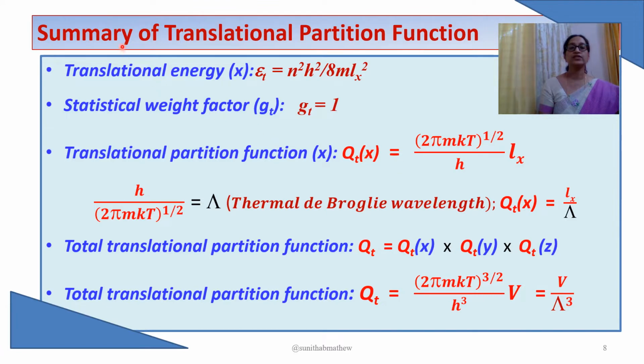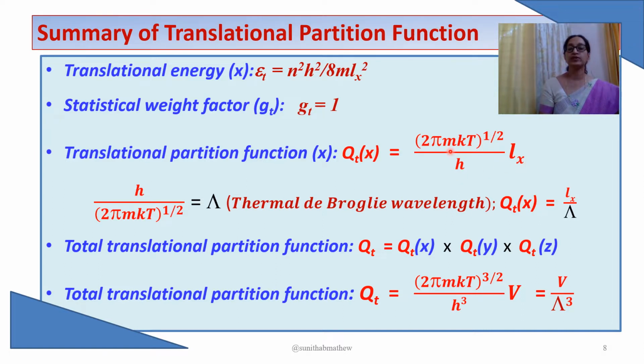Now let's see the summary of translational partition function. Translational energy in one dimension is given by E_tx = n²h²/8mlx². The statistical weight factor here is 1 because the energy levels are non-degenerate. Translational partition function along one direction, taken as x, is given by Q_tx = (2πmkT)^(1/2)/h times lx.